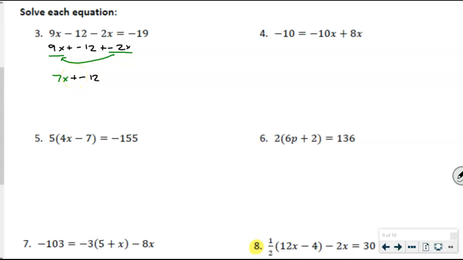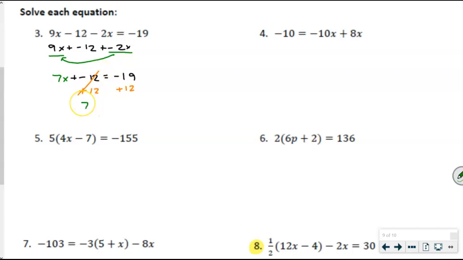plus a negative 12, which is equal to and balanced with a negative 19. Math practice 6 is attentive precision. Don't lose your negatives. That is going to be a big deal. Make sure you're being careful with your negatives. I have negative 12. That's 12 negative unit tiles, which I know I can zero out by having 12 positives. So I'm going to add 12 to each side, knowing that that zeroes out that right there.